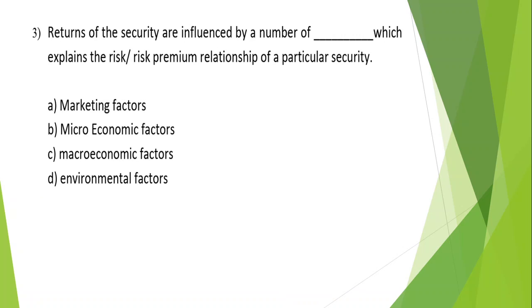Similarly, we have another question. Returns of the security are influenced by a number of dash, which explain the risk or risk premium relationship of a particular security. We have 4 options to answer. Option A, marketing factors. Option B, microeconomic factors. Option C, macroeconomic factors. Option D, environmental factors. Any guessing answer? The answer is option C, macroeconomic factors.